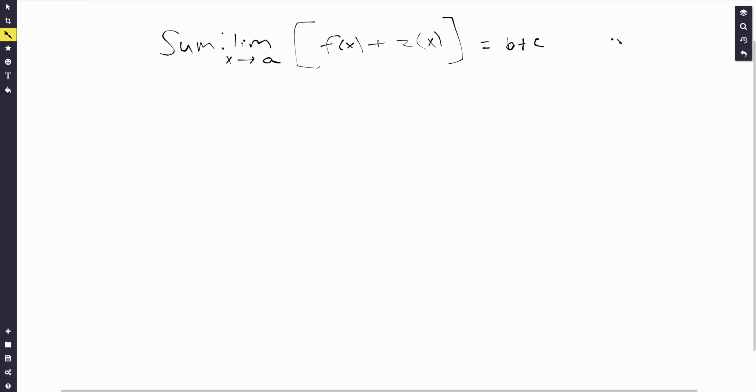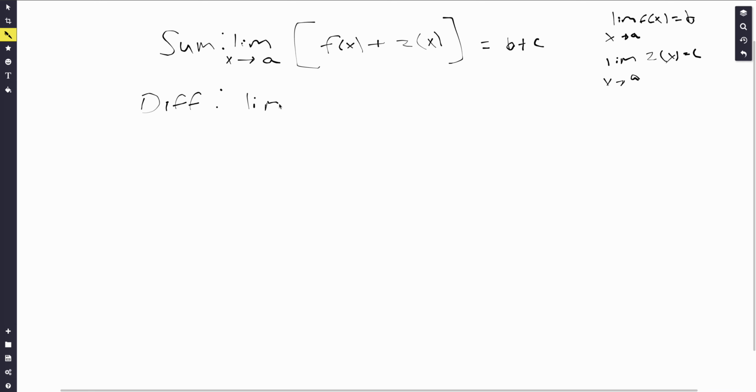And just so you guys know what b and c are, the limit as x approaches a of f of x is equal to b, and the limit as x approaches a of z of x is equal to c. So the sum rule is basically saying for limits you can just add them together. Now let's look at the difference rule. The sum rule is just adding them together. The difference rule probably sounds predictable, you just subtract them.